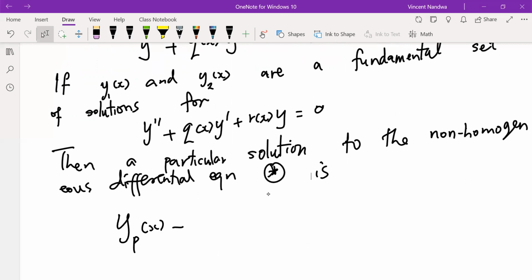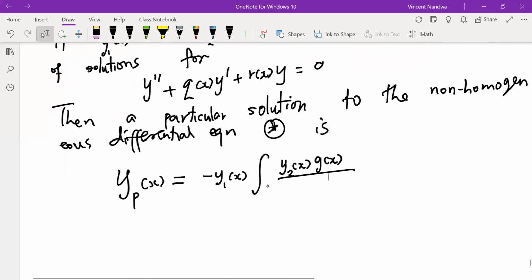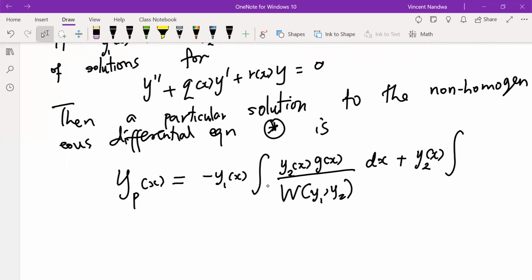yp of x is given by negative y1 of x integral y2 of x multiplied by g of x divided by the Wronskian of y1 and y2 dx, plus y2 of x integral of y1 of x times g of x divided by the Wronskian of y1 and y2 dx.